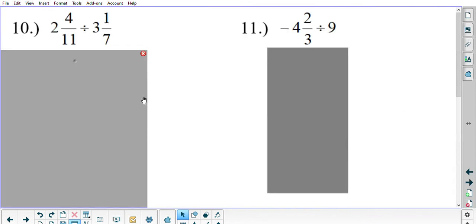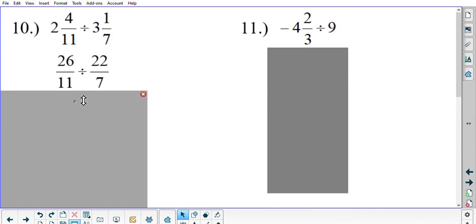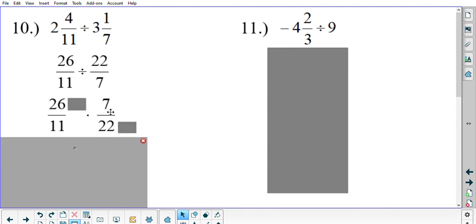Moving on, problem number 10. Now, on 10 and 11, we did have mixed numbers. So, before you multiply by the reciprocal, rewrite the division problem as improper fractions. Notice the division symbol is still in between. Very important. Should not be times yet because I have not reciprocaled the second fraction yet. All right, here we go. Now I will multiply by the reciprocal.